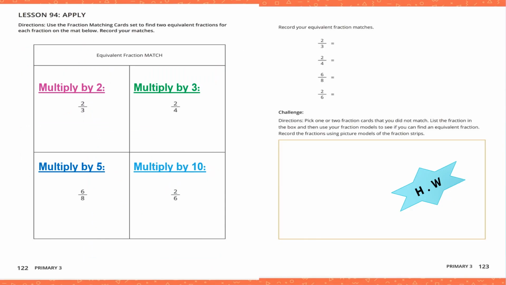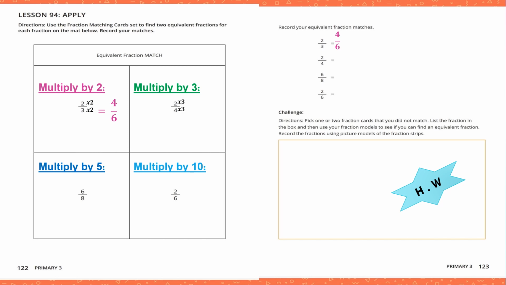Lesson 94. Use the fraction matching card set to find 2 equivalent fractions for each fraction on the mat below. I will find one fraction and you can find another fraction the same way. First, multiply by 2. 2 over 3 or 2/3. I will multiply the numerator and the denominator by 2. 2 times 2 equals 4. 3 times 2 equals 6. So I will record the result. The next page here, 2 over 3 equals 4 over 6.